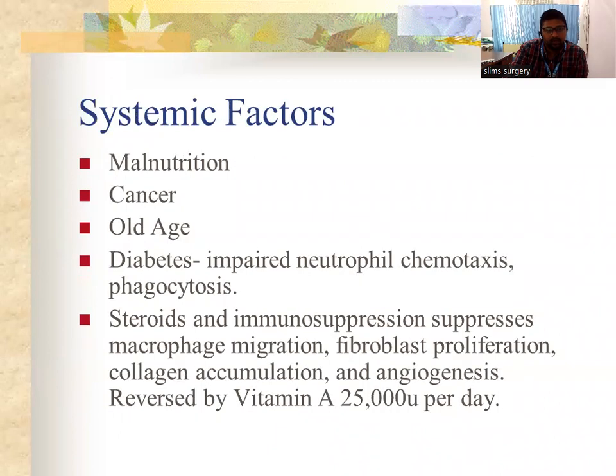Malnutrition and old age. Again, diabetes, immunosuppressive states like diabetes, and patients who are on steroids. This can be reversed by taking vitamin A, 25,000 units per day.